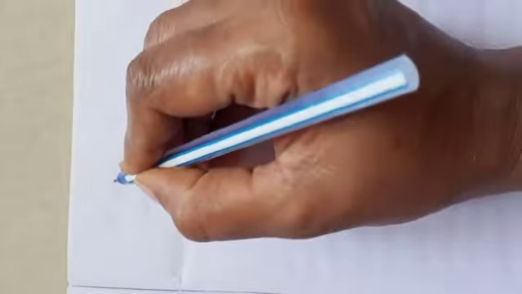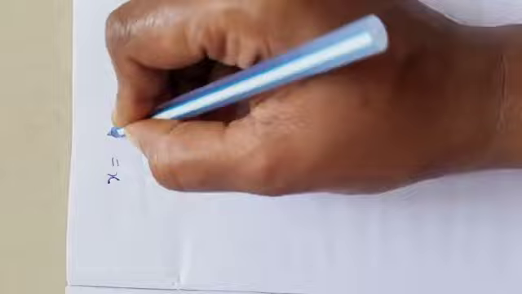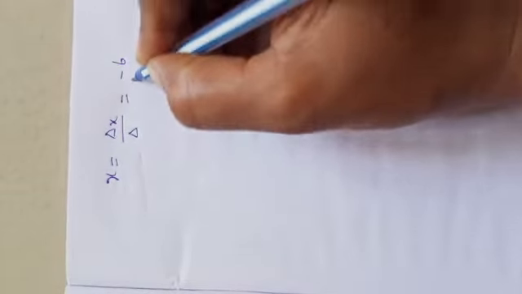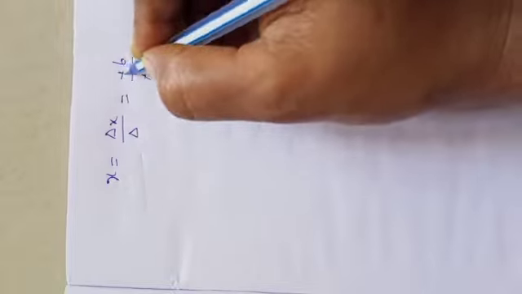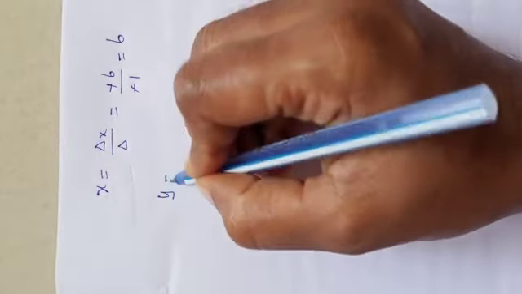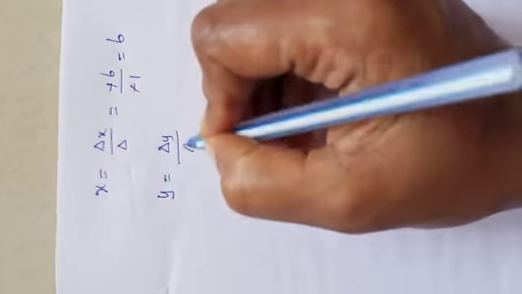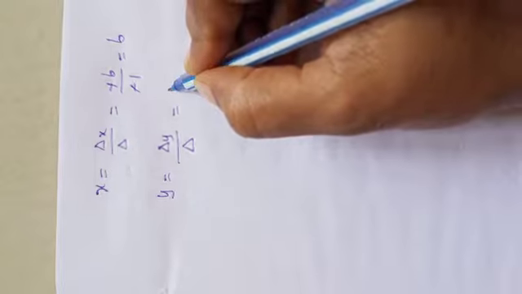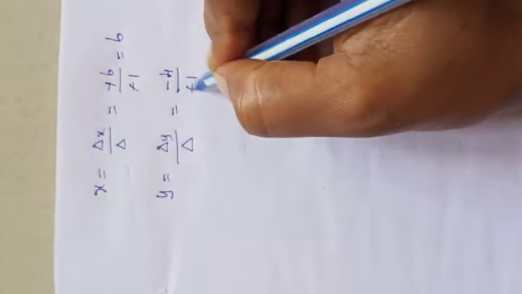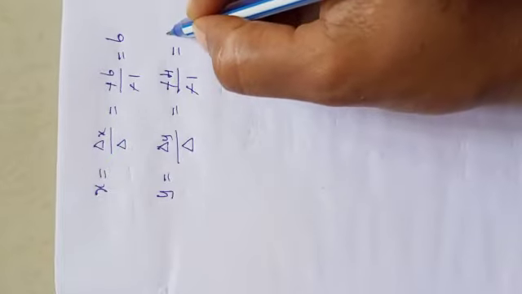Now we have to find x. We know x is equal to delta x by delta, that is minus 6 by minus 1. Minus and minus get cancelled. Therefore our answer is 6. Then y is equal to delta y by delta. Delta y we got as minus 4. Minus 4 by minus 1, minus and minus get cancelled, so y is 4.